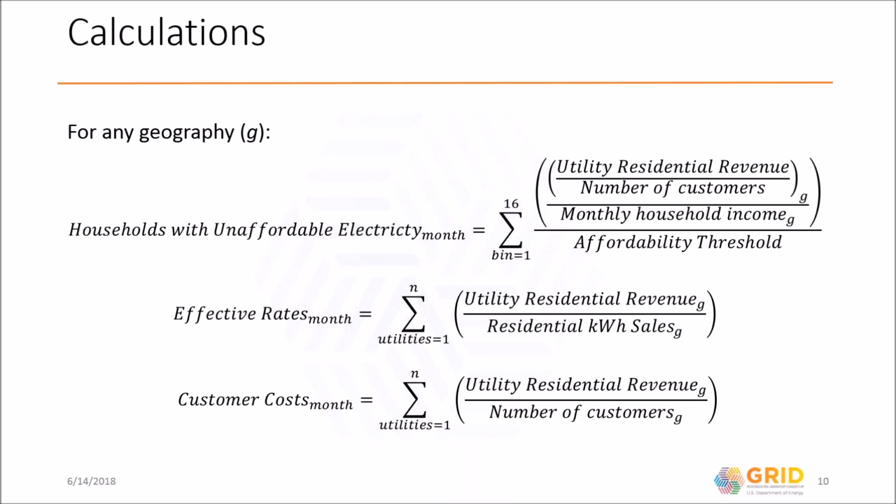The metrics are calculated spatially at the state and county levels for the whole country. This can be easily extended to the census block group level for custom territories. For each income bin, we are calculating the number and percentage of households facing unaffordable electricity within each month of the year. We also calculate the effective rate being paid by month at the state level by dividing revenue by kilowatt-hour sales. We calculate the aggregate cost of electricity per customer by dividing revenue by the number of customers.